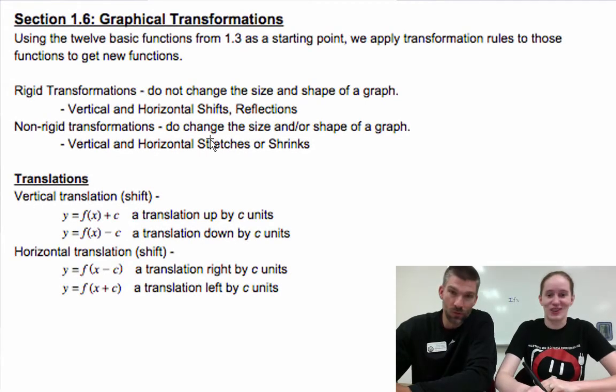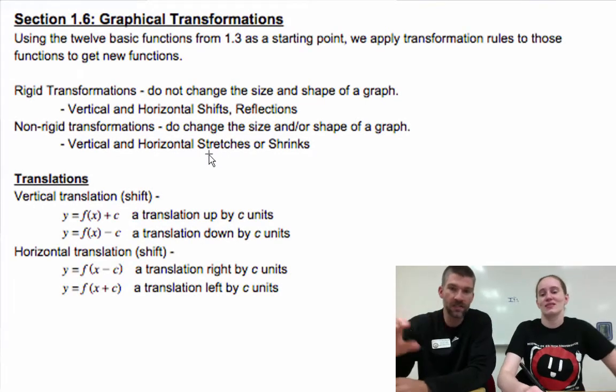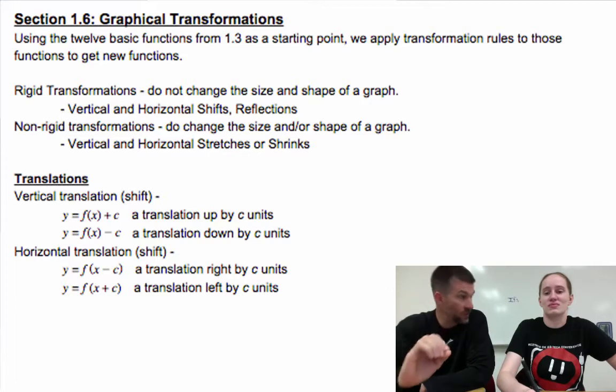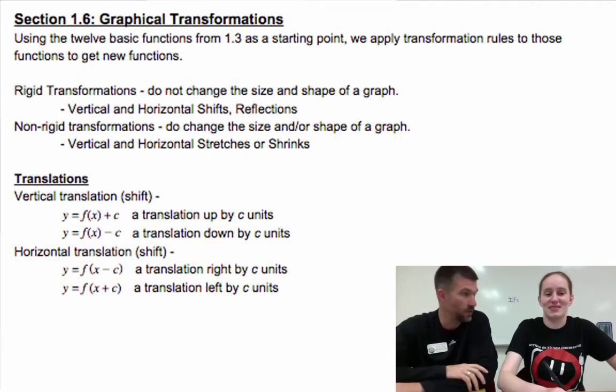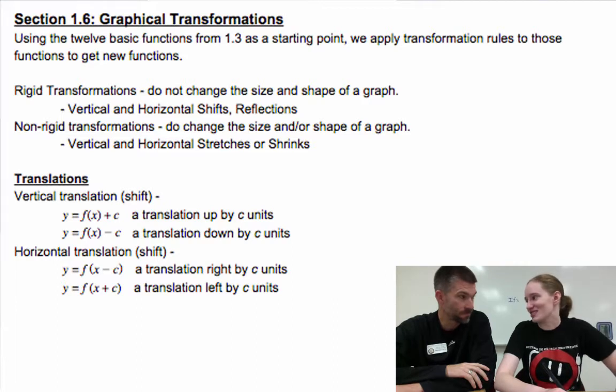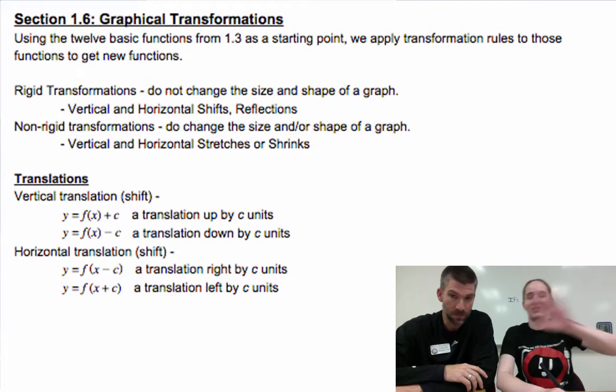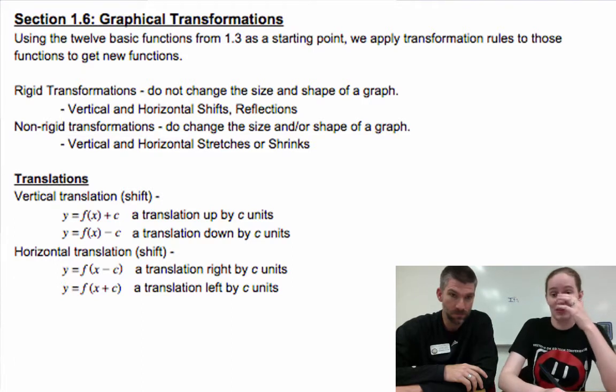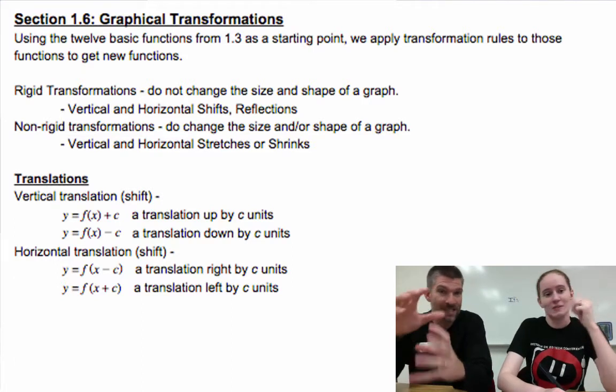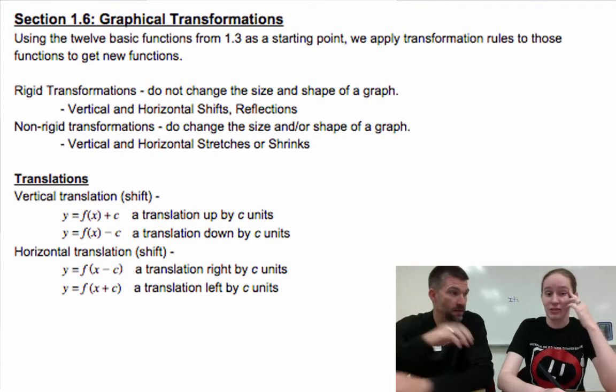Section 1.6, graphical transformation. Okay, now this is the root of everything we're going to do this year. We've been saying that on like every section. For real though. We're going to use all the stuff from 1.2 in a way. 1.2 is super important. But this stuff, translations of graphs, it's a big deal because guess what?